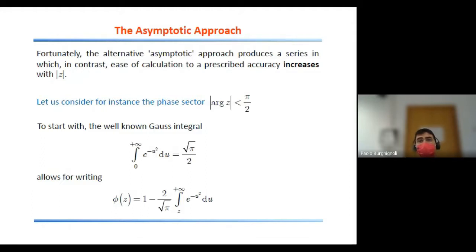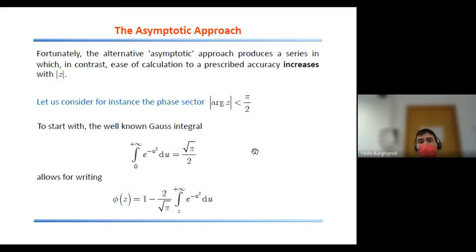And that's the asymptotic approach. The asymptotic approach has the advantage of producing an alternative series, which in contrast to this one, has an accuracy that increases with the absolute value of the argument. So in this case, it is convenient to have a very large absolute value of the argument.